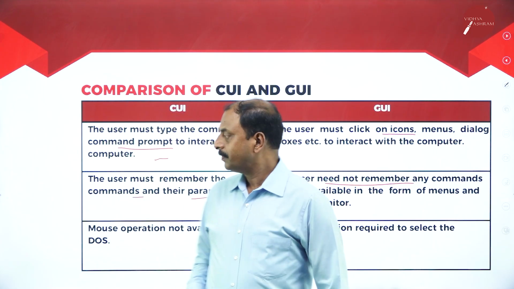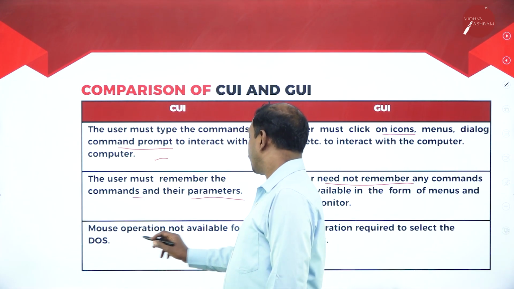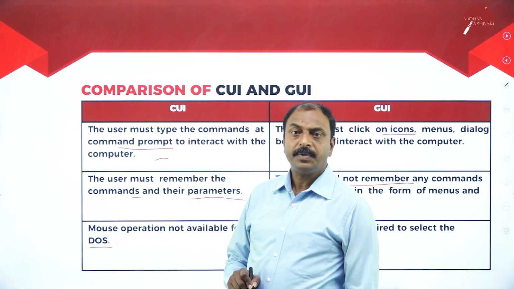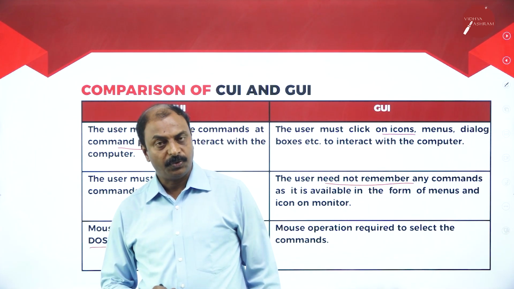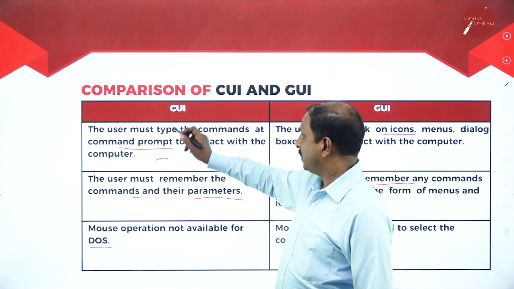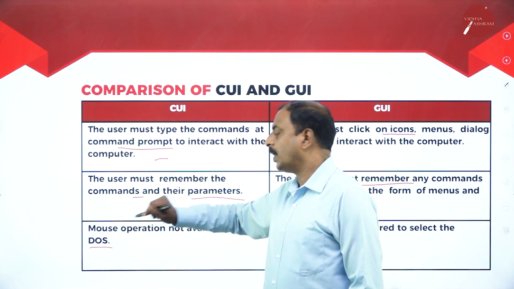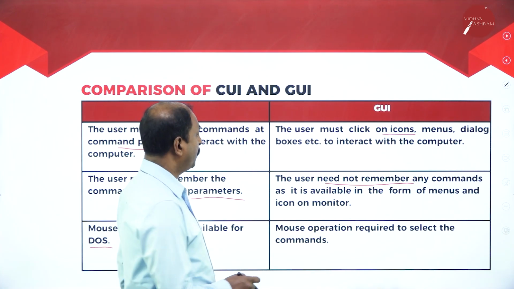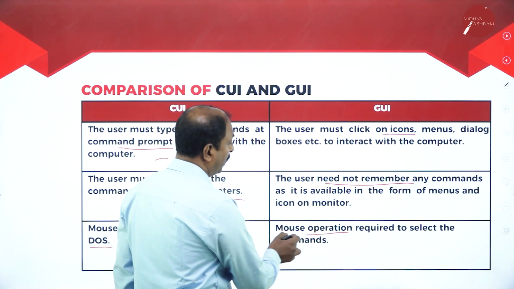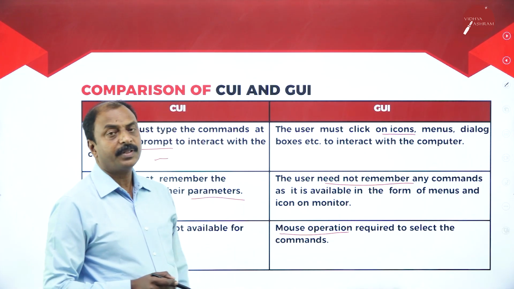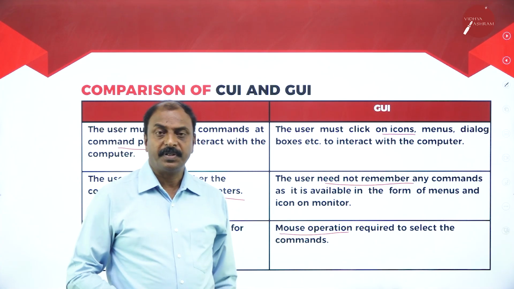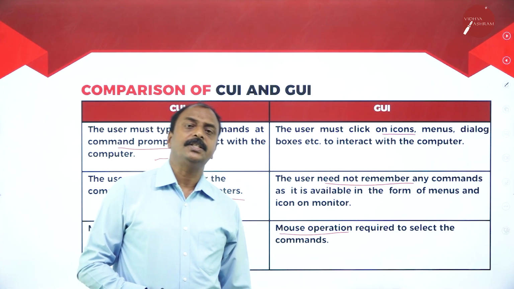Next, under CUI, mouse operation is not available in DOS. DOS, Disk Operating System, is an example of CUI. This DOS CUI doesn't support the mouse, which is an input device, but GUI supports mouse operation, so the user can work with the mouse easily. These are the differences between CUI and GUI.